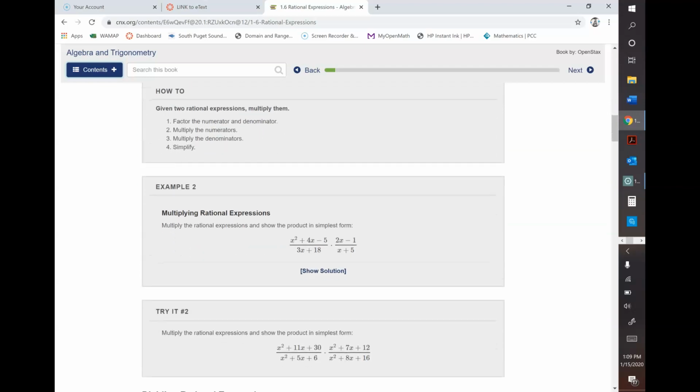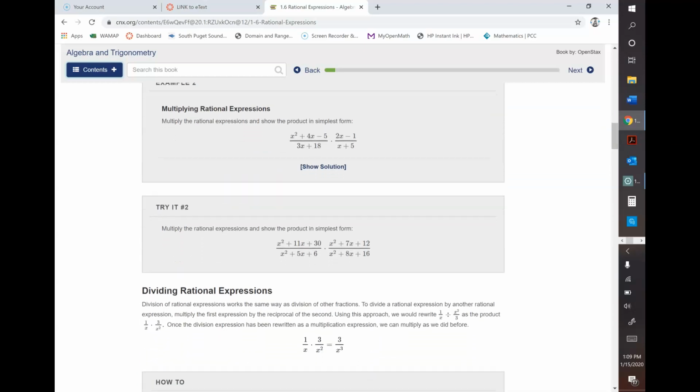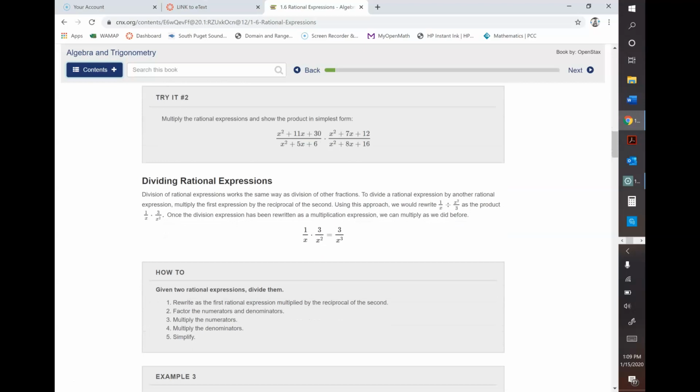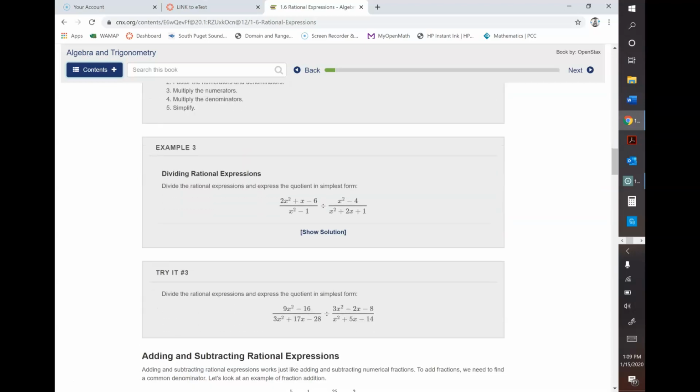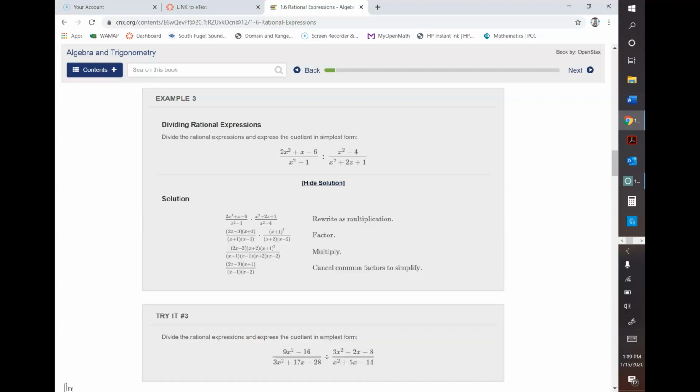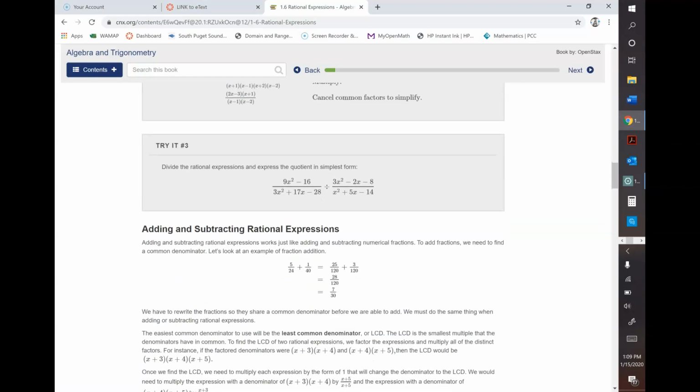Some of these are just exactly the same as what I do in videos, very similar, but take a look at them and read some of the steps, and that may help you. You can see the solution. So for example, number 3, dividing rational expressions, and you can click show the solution, get all the steps. And then below there's a try it problem. And the answers to that I post in the assignment.